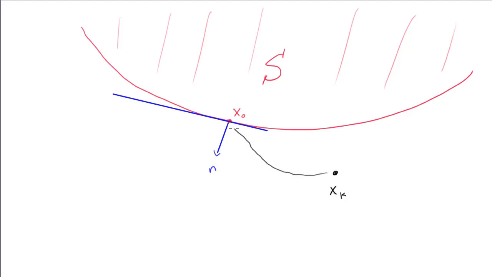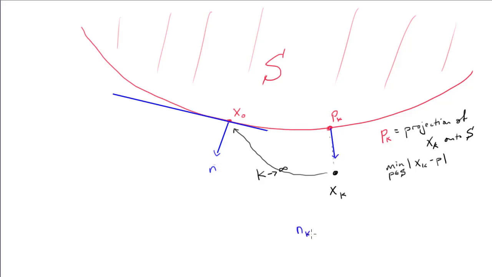Take a sequence of points outside the set, converging to x0. For every x sub k, take its projection onto the set S. Projection, remember, is the minimum distance to the set. We'll define a sequence of normal vectors of unit length. Infinite sequence of vectors, a finite dimensional set, convergent subsequence. Because S is convex, it's a quick calculus argument to show that this inner product must be negative.